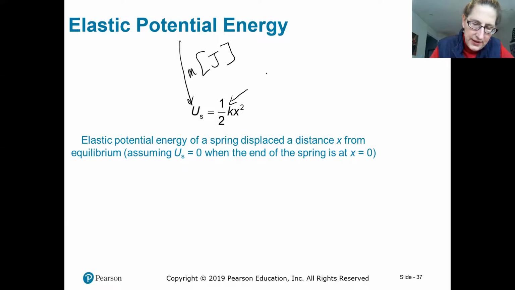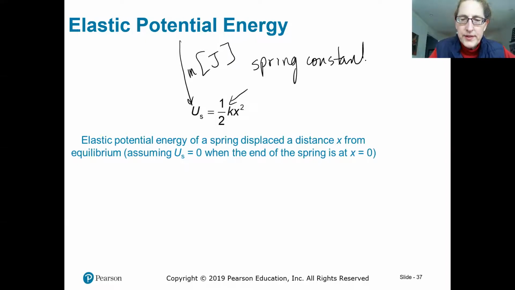This k is called the spring constant. This is how springy the spring is. So if it's a very stiff spring, this will be a big number, like the springs of a trampoline could have thousands. Newtons per meter are the units for the spring constant. It's how much force is required to compress it a certain distance.